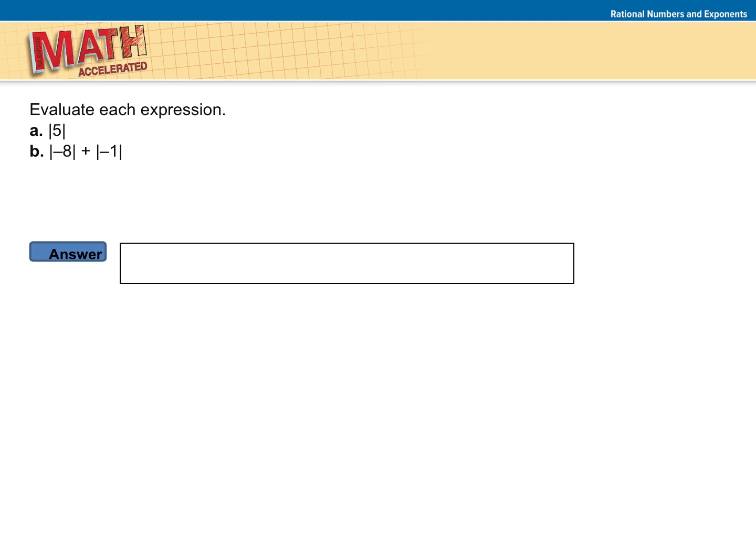Okay, A. Absolute value of 5, we just did it. What is it? 5. On B, can we just add together negative 8 and negative 1? No. What do we need to do first? Find the absolute value of each one. What's the absolute value of negative 8? 8. What's the absolute value of negative 1? 1. 8 plus 1 is 9.